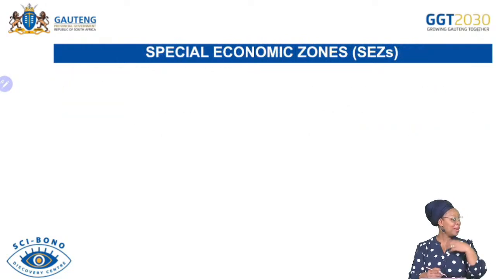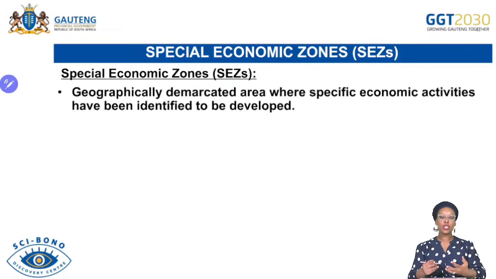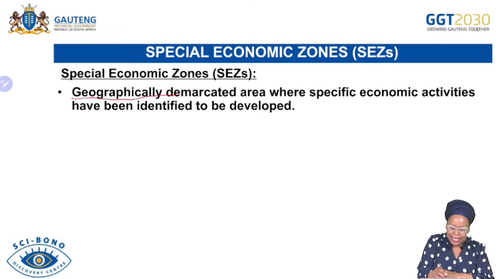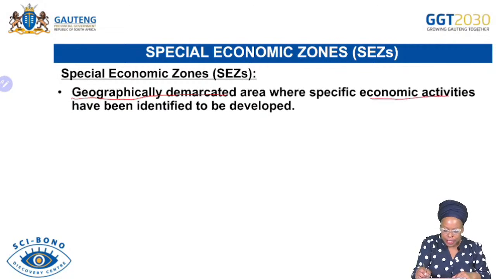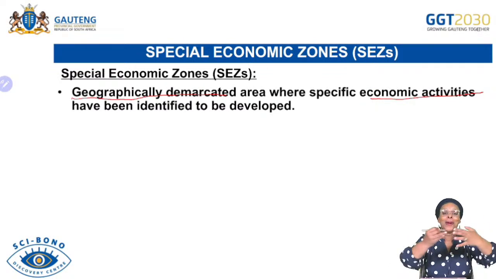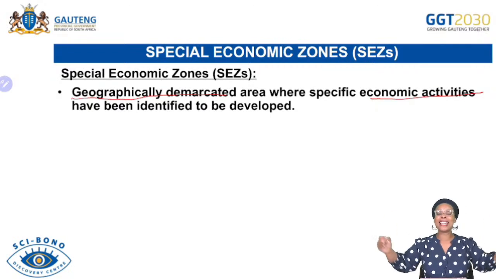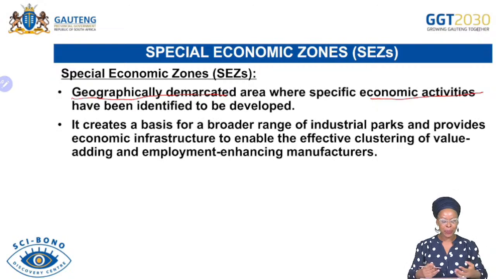Okay, ma'am has been going all along saying SEZ, SEZ. What is an SEZ? It is a special economic zone in full, but you need to know how to describe it. It is a geographically demarcated area where specific economic activities have been identified to be developed. So these SEZ are not physically enclosed. They are geographically demarcated areas, meaning that they're not even physically enclosed.